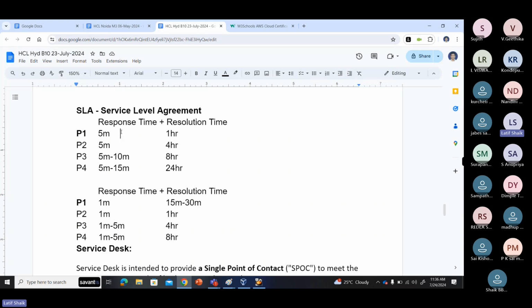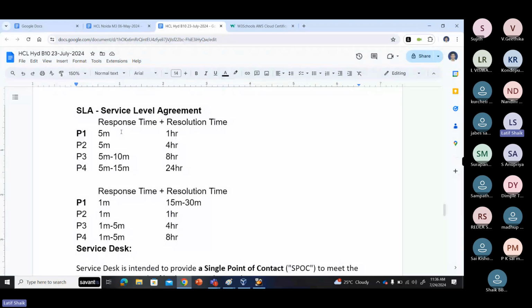So you have to start resolving. You have to give more priority. That is a very high priority. So start investigating why the server is down, what happened. Is it hardware related, operating system related, application related, or network related? Start investigating, find out the cause and try to resolve the issue. Make sure you complete it within the 1 hour. Okay, that is a P1 ticket.